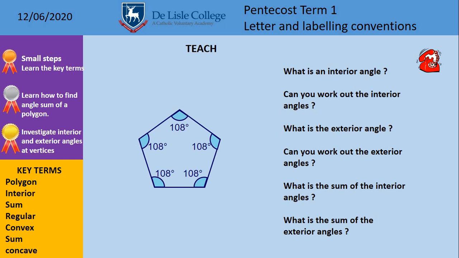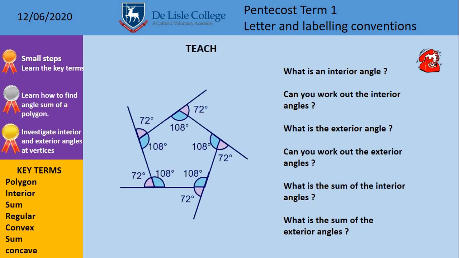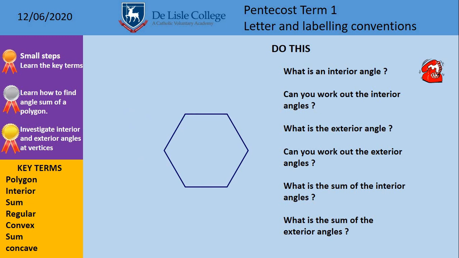So, interior, all of them will be the same, 108 degrees. The exterior, again, interior plus exterior must equal 180 because they're on a straight line. They're all 72. 5 lots of 72 there makes 360 degrees. So the exterior on that one also equals 360. So without even starting on this one, what do you think the exterior angles would add up to on this shape? Then fill them all in and make sure to see if you are correct.